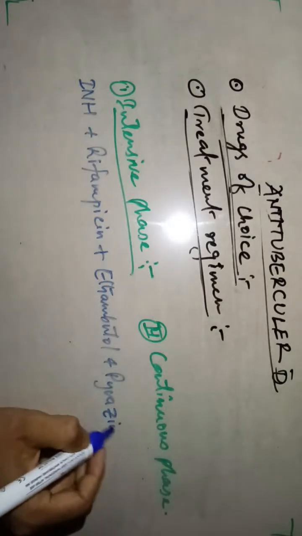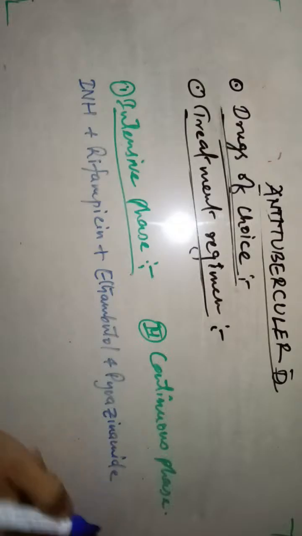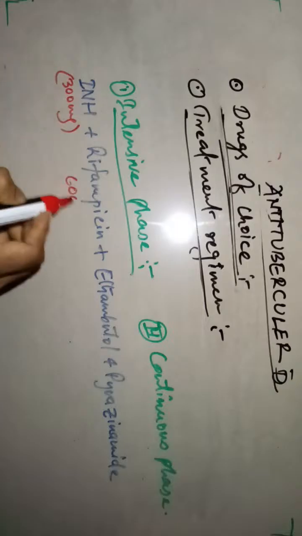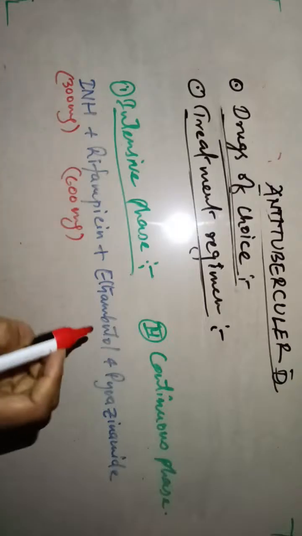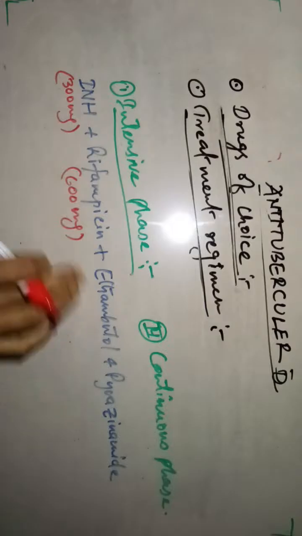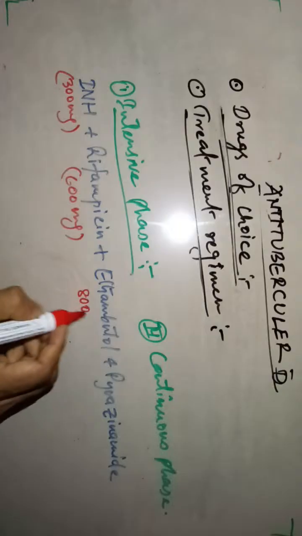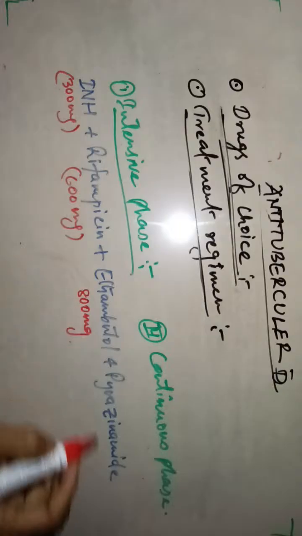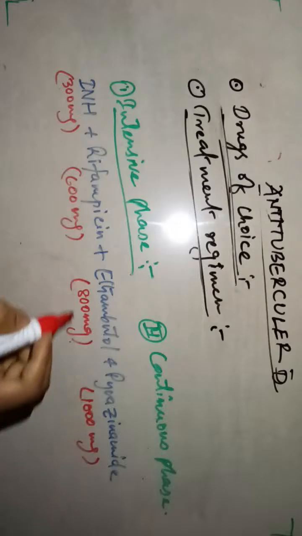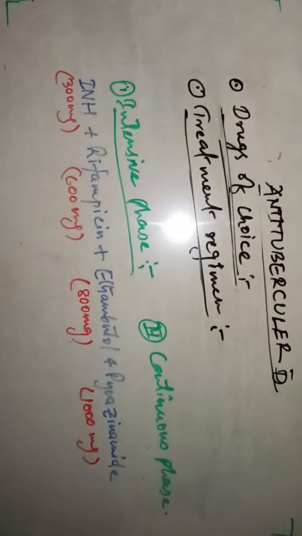Pyrazinamide. All will be used. Isoniazid will be used 300 mg. Rifampicin 600 mg. Then ethambutol 800 mg, and then pyrazinamide 1000 mg. This complete treatment is given for continuous 2 months.